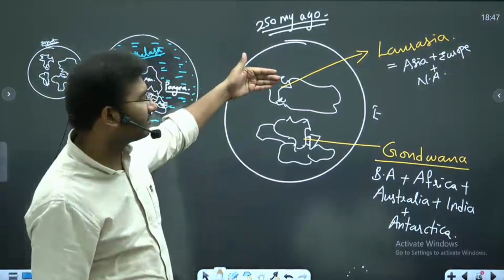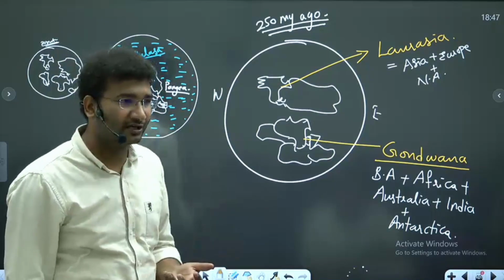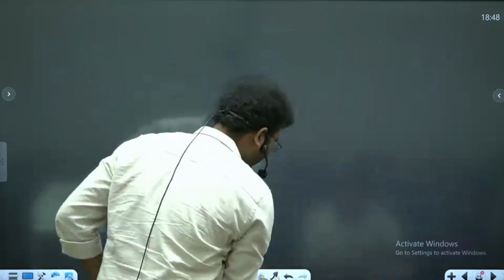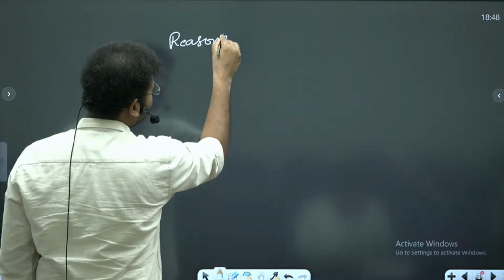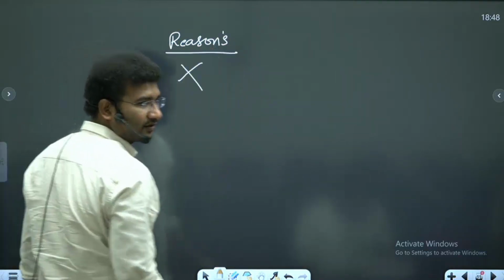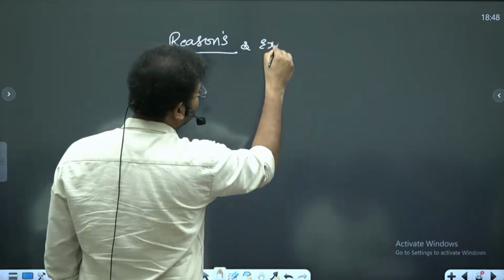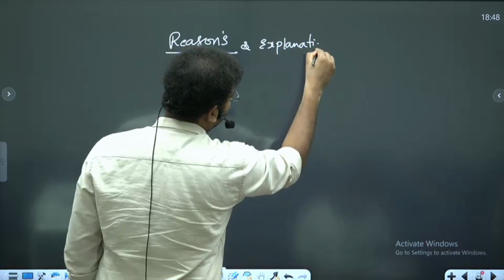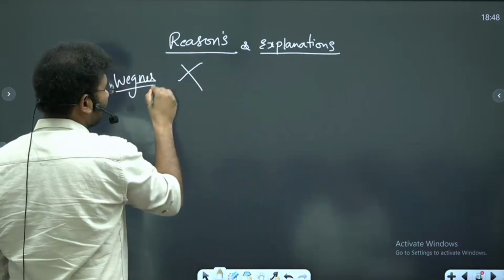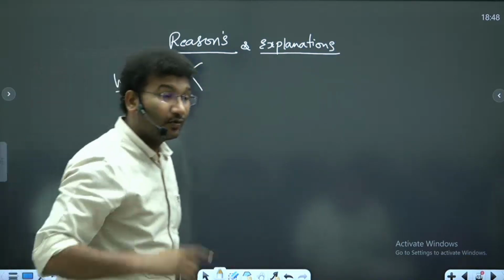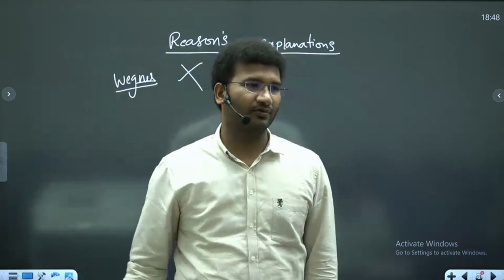Now, these continents which are moving, he has also given evidence of why these continents are moving, and what are the evidences that we have. So here you need to learn one thing: the reasons which are given by Wegener are false. Whatever explanations Wegener gave, they are not true. But whatever Wegener has told about the drifting of the continents, that is true.